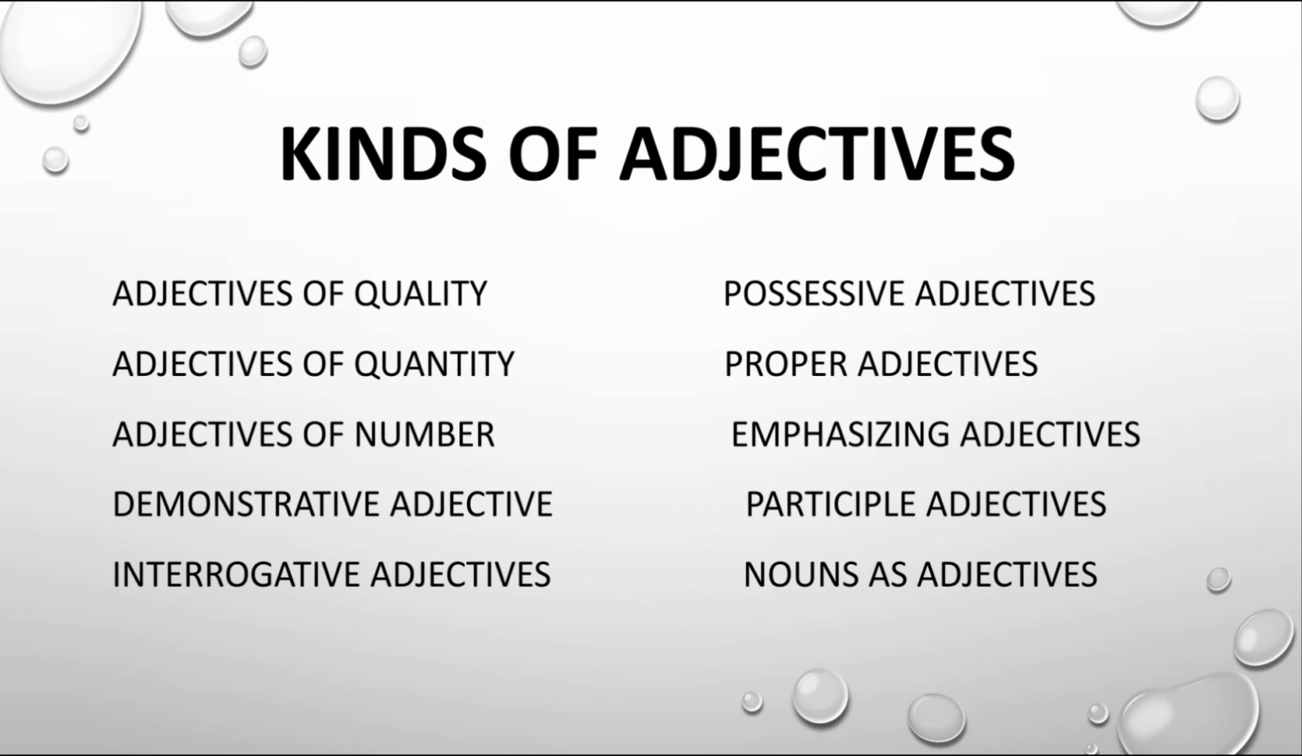Okay, students. Next comes interrogative adjectives. Interrogative adjectives are used with nouns to ask questions, such as: which road leads to the station, what kind of man is he, whose pen is this. So these are examples of interrogative adjectives.